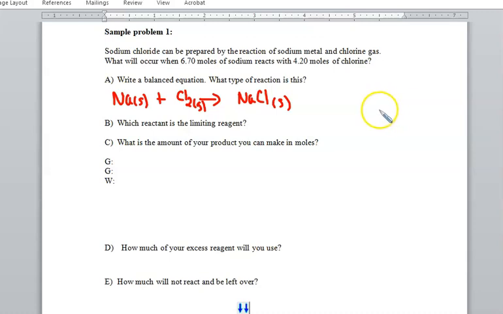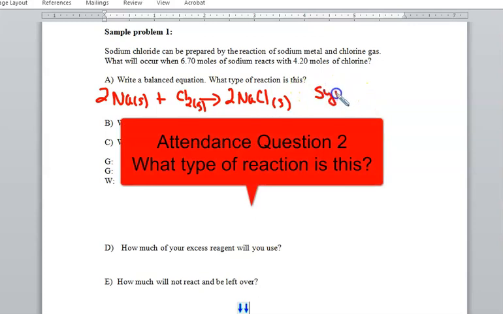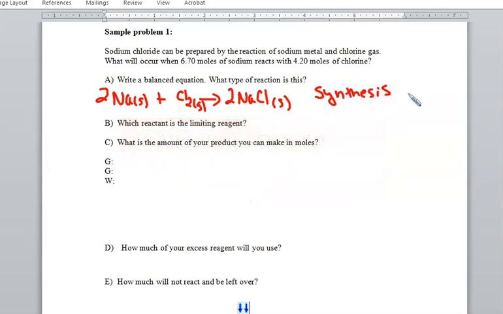Then to balance this, hopefully you can see you've got 2 chlorines here. I need a 2 here and a 2 here. So there's my balanced equation. And this is a synthesis reaction. This is a redox. Everything's a redox except for double replacement.